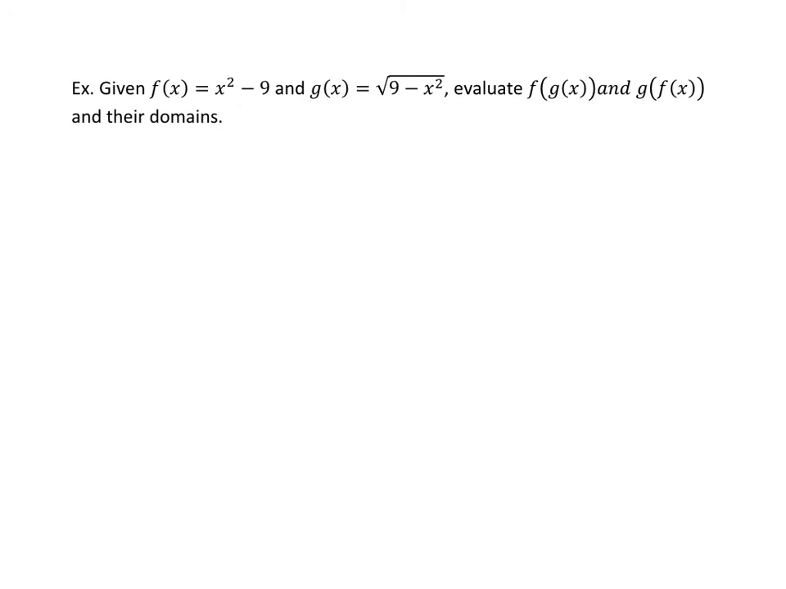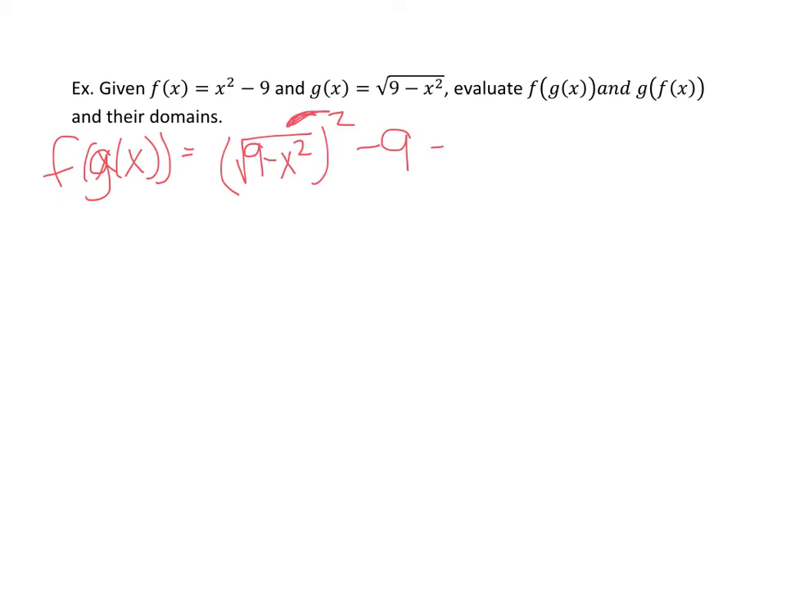Okay, let's find f of g of x and g of f of x and their domains. So first, f of g of x. So instead of x squared minus 9, I'm going to replace this with g, squared minus 9. Square and a square root cancel each other out. 9 minus x squared minus 9 equals negative x squared.